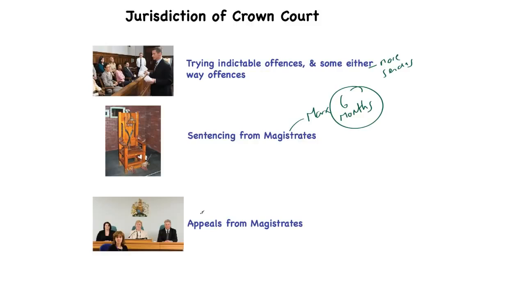And of course, as we've just discussed above, the Crown Court listens to appeals from the Magistrates' Court, and if you remember, those are against conviction or sentence by the defence. So if the defence are appealing against conviction or sentence. Okay, so that's relatively straightforward.